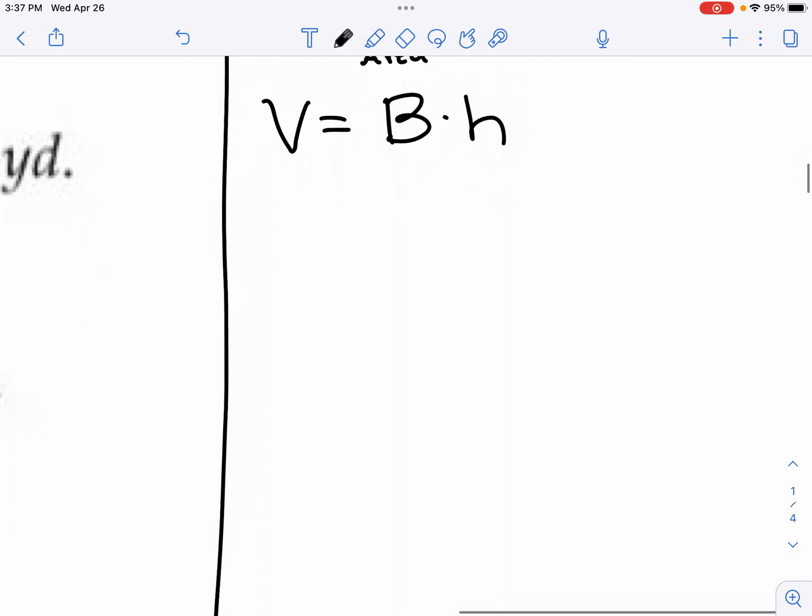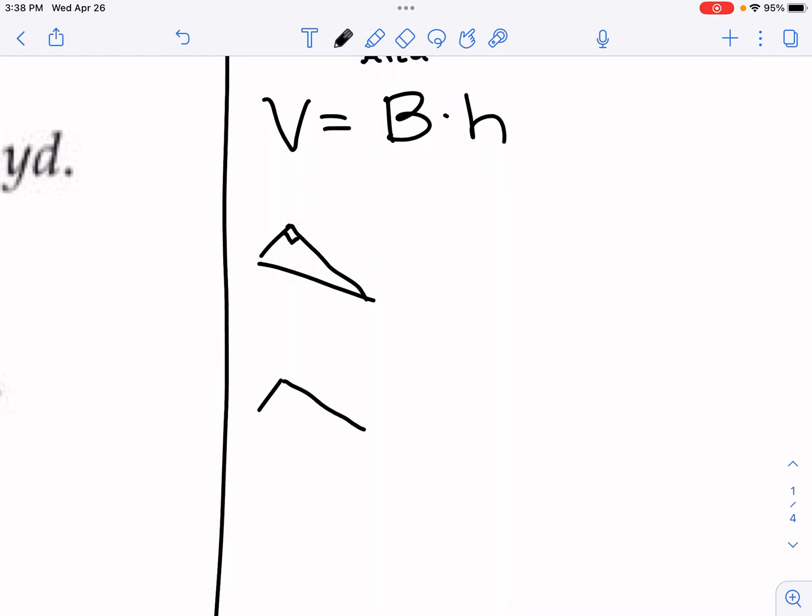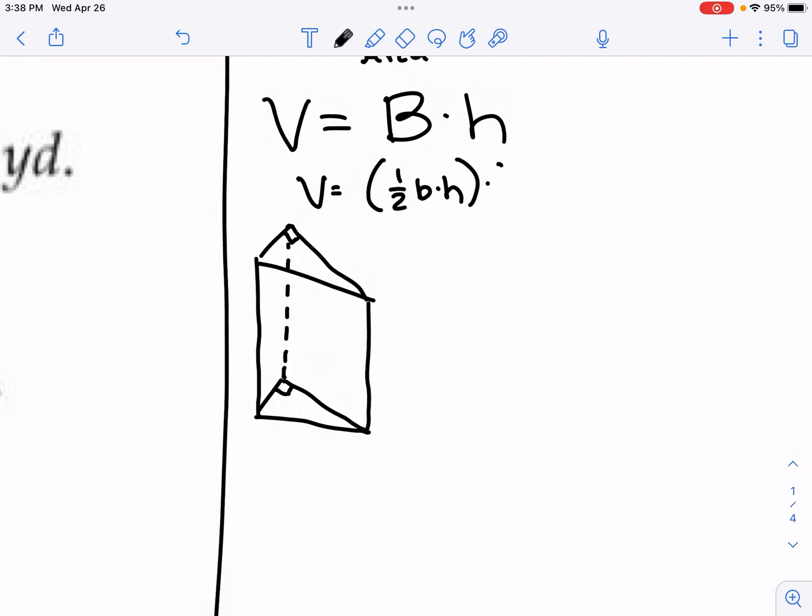So I'm gonna draw a right triangle. Let's do it like this. And I'm gonna copy that same exact shape, hopefully. And then let's connect corresponding parts. So the area of a triangle, if you don't know, it is half of the base times height of the triangle. And then we're gonna multiply the height of the entire triangular prism.